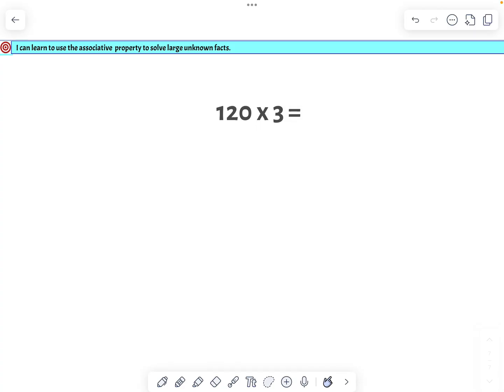So this looks a little bit intimidating when you first look at it, but using the associative property makes it a little easier for us to work this out. So again, I'm going to break this down into 120 is the same as 10 times 12 times 3. I think I said 10, but I meant 120. Is the same as 10 times 12 times 3.